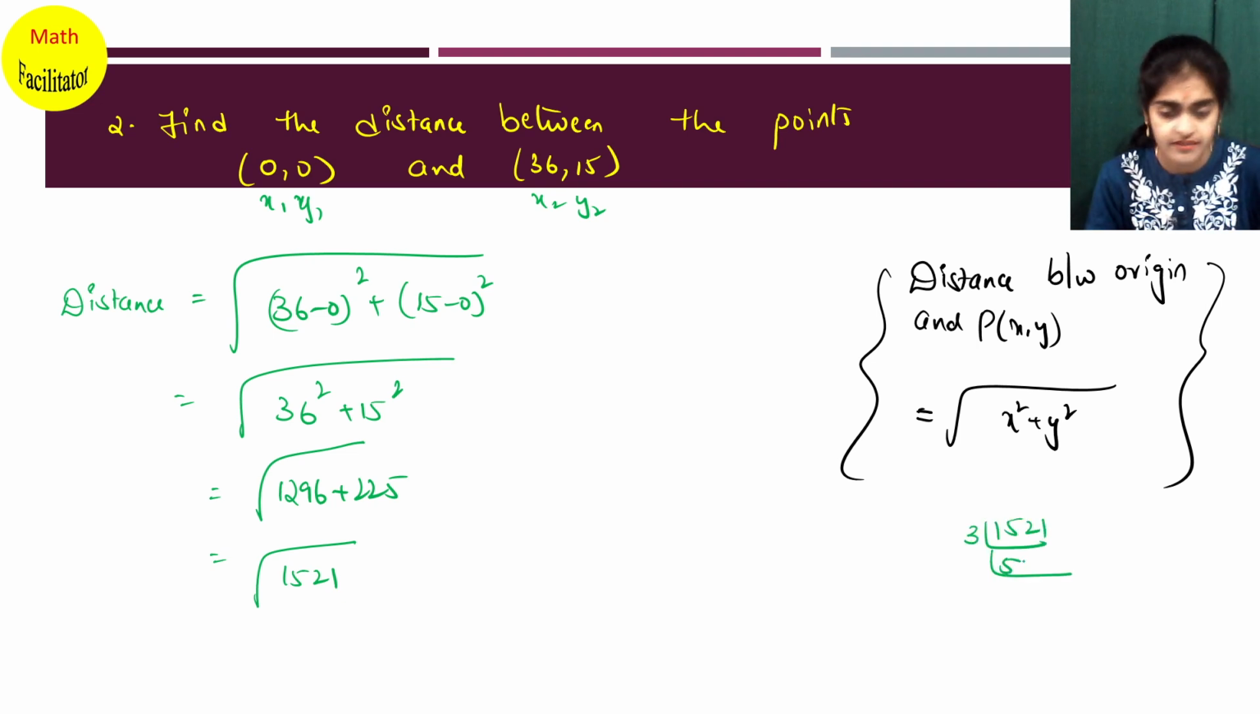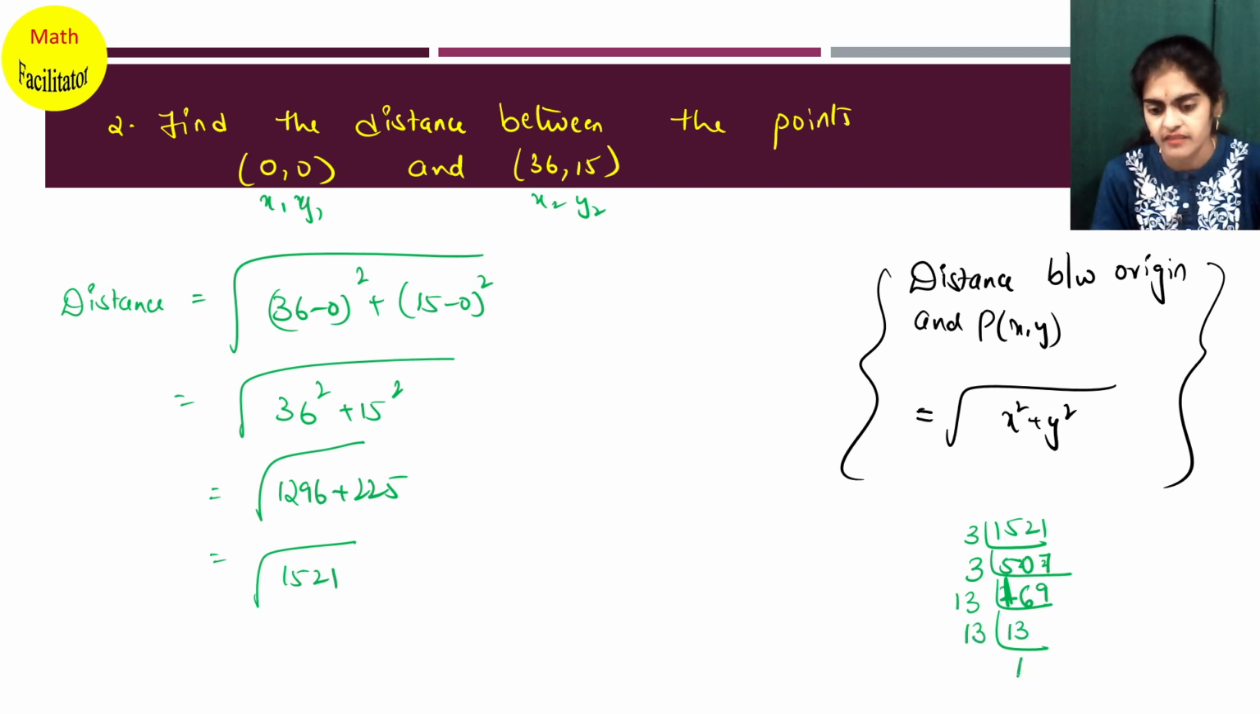3 5s are 15, 3 zeros are 0, you have a 2 remaining, so 3 sevens are 21. Again, you can take 3 twos are 6, and 3 ones are 3, so you'll have a 2 as a remainder, now this is 20. 3 sixes are 18, again 2 is a remainder and you have 9. So 169 I can write 13, 13s are 169.